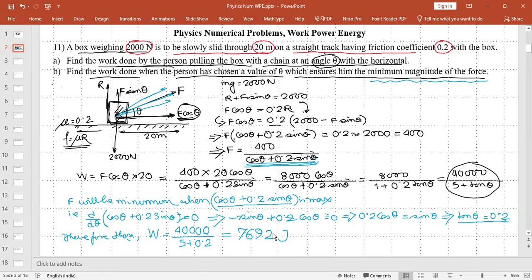Okay. So this was not a very difficult question. And then we shall go to the next problem after a few minutes.